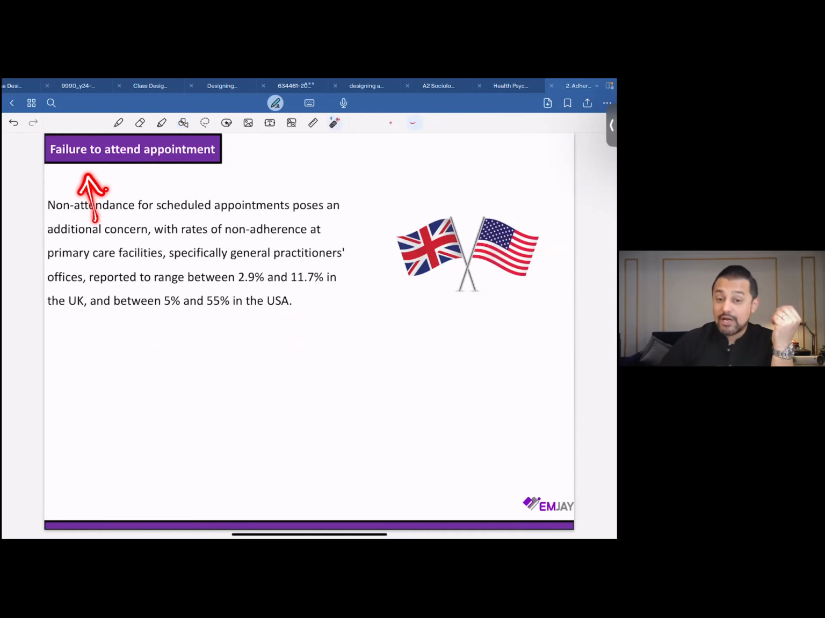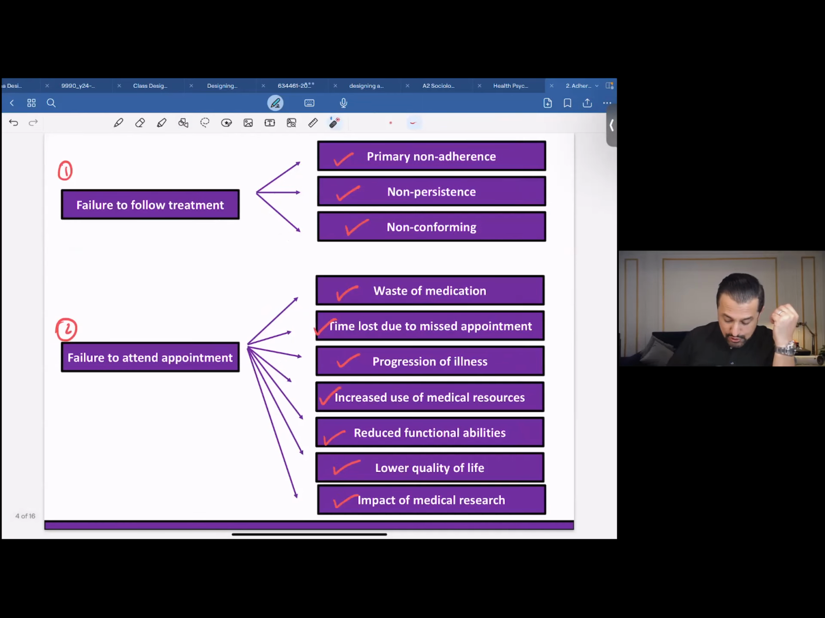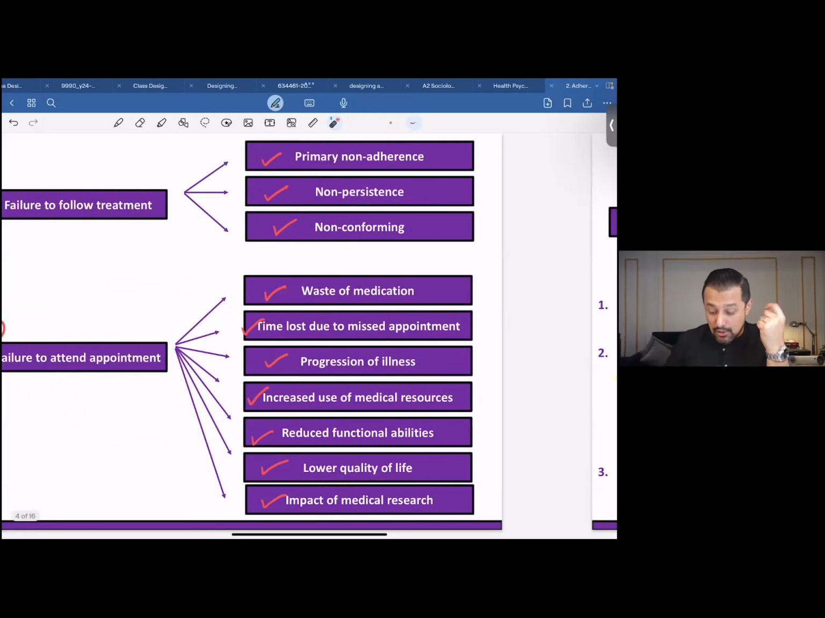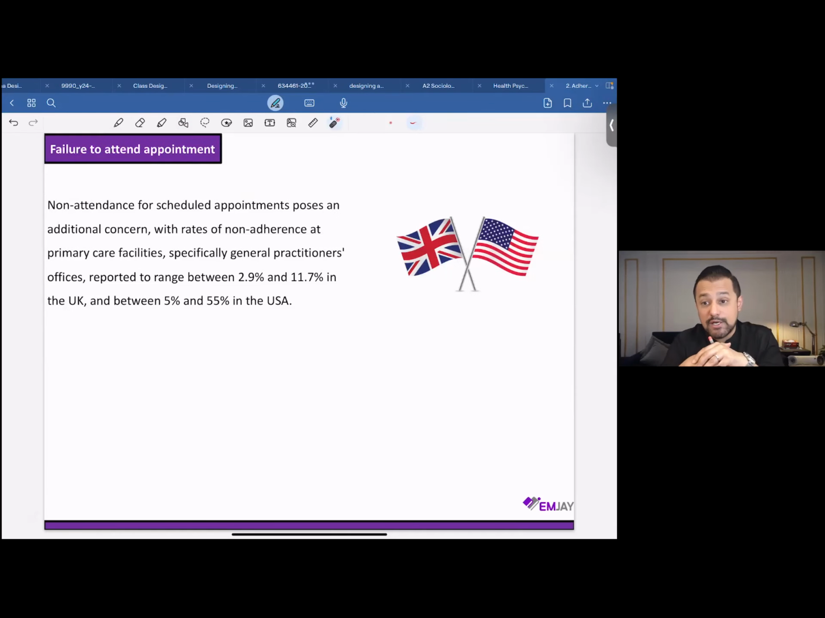If yes, let's move on and talk about failure to attend appointment. Let me take you back so that you know what we are dealing with. Non-attendance for scheduled appointments poses an additional concern. Of course, it is a concern, with rates of non-attendance at primary care facilities, specifically general practitioner offices, reported to range between 2.9% to 11.7% in the UK. However, in the US, it is 5% to 55%.